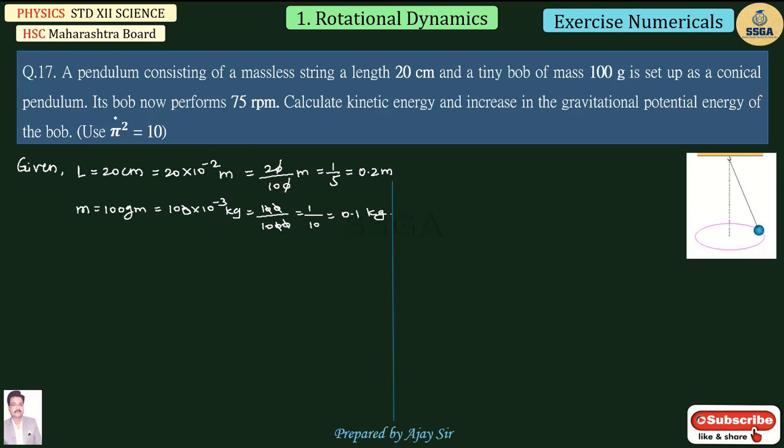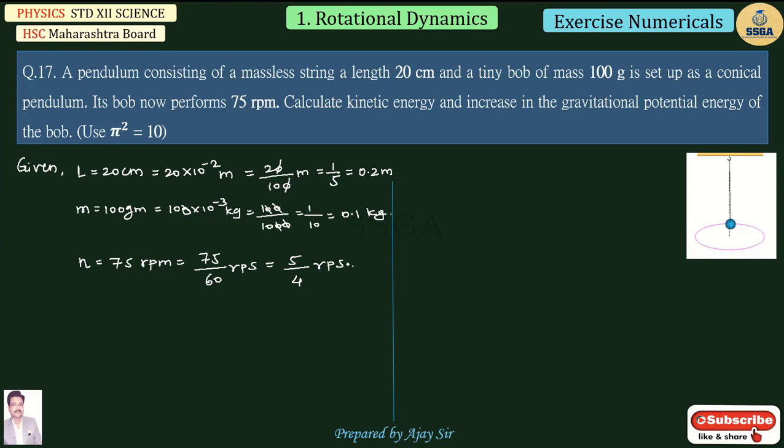Now n, that is, the bob performs 75 revolutions per minute. It means the frequency of revolution of the bob is 75 revolutions per minute. Therefore we will convert this 75 revolutions per minute into seconds. 75 divided by 60 revolutions per second. Using the table of 15, 15 fives are 75, 15 fours are 60.